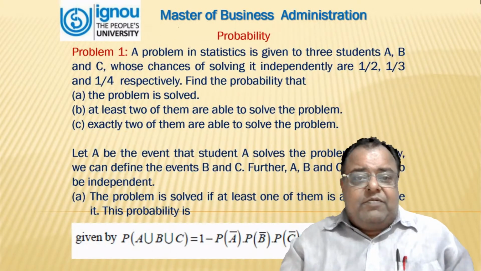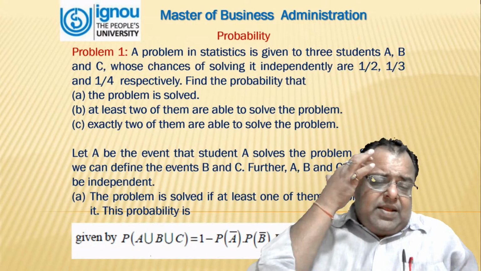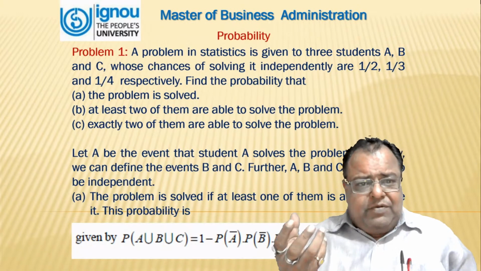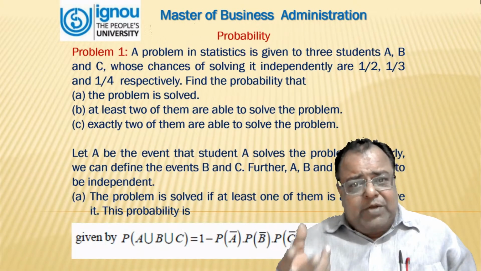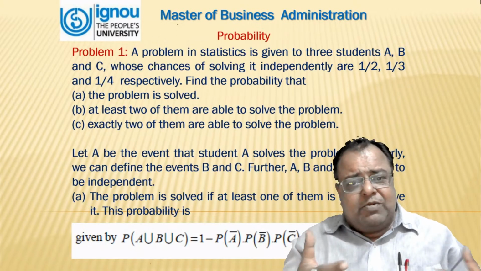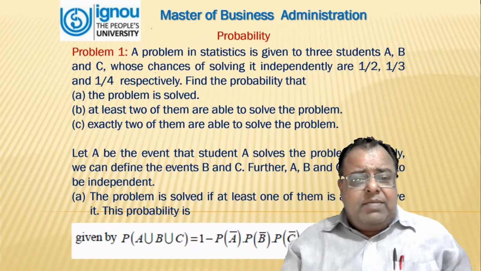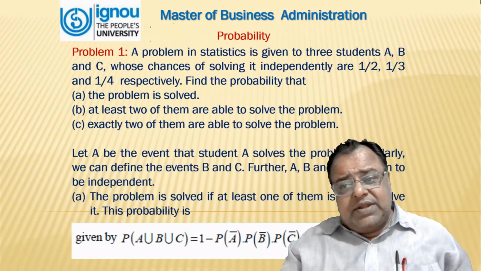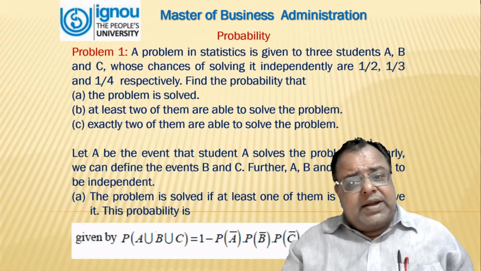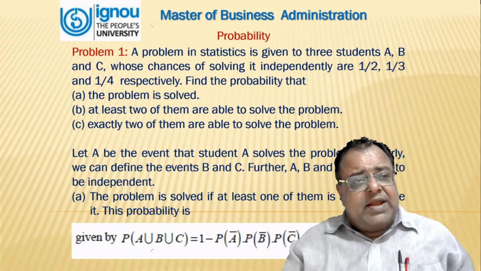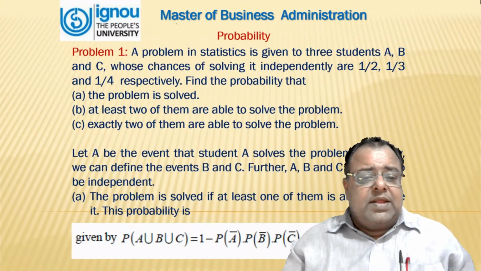Now, for probability. Probability is something we have to really work on. I will try to make you understand how the problems related to probability can be solved. A problem in statistics is given to three students, A, B, and C, whose chances of solving it independently are 1 by 2, 1 by 3, and 1 by 4 respectively. We have to find the probability that the problem is solved.